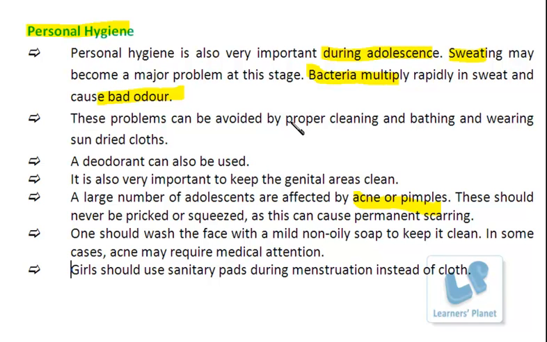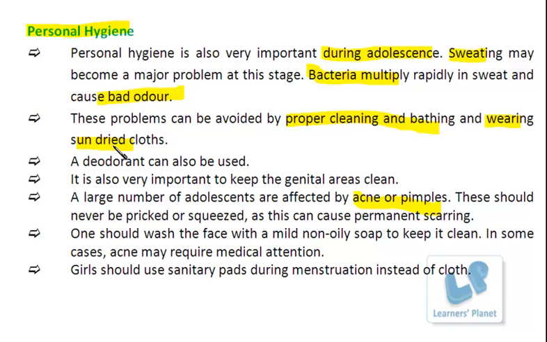Of course, you must be knowing it is by proper cleaning and bathing, and especially wearing sun-dried clothes, right? There should be no moisture in the clothes, whatever we are wearing. And the reason is because in moist conditions, bacterial growth is quite fast, isn't it? So, completely dry clothes should be worn by the person.